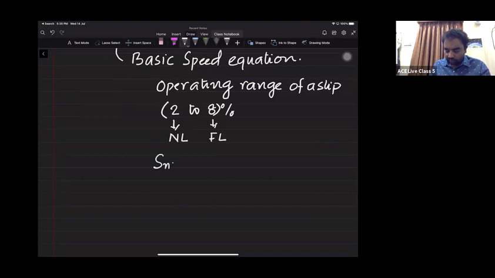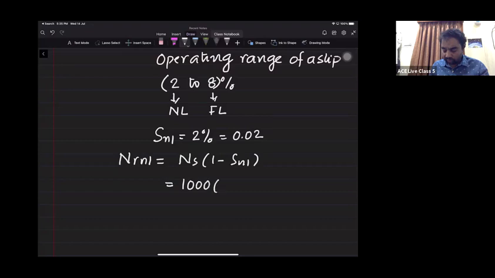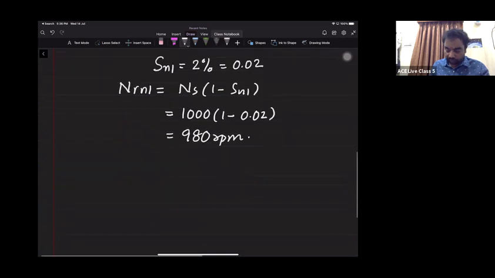If I consider the no load slip as something like 2%, what is the meaning of no load slip? When the load on the motor is almost zero. It is 2%, 0.02. Then the rotor speed at no load is equal to NS into 1 minus SN. I had taken a 6 pole machine yesterday, so it is 1000 into 1 minus 0.02, which is 980 RPM. So the rotor speed at no load is 980 RPM.